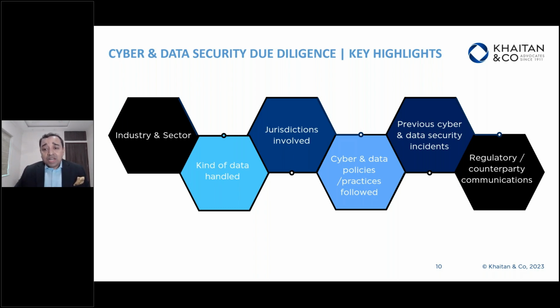And I'll club this with the last point, regulatory and counterparty communications. Prior incidents are important to be analyzed because this could have ramifications in future. It could have claims in future which you need to perhaps insulate against. And at that time, what kind of communications happen with the regulator?